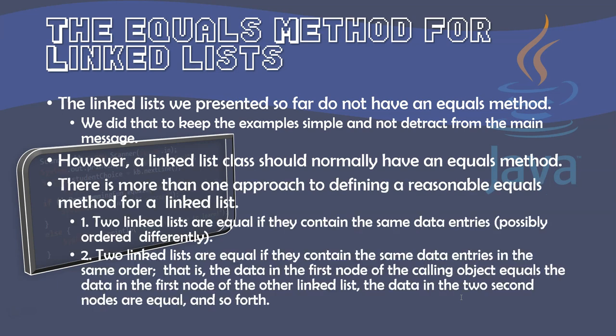Now, there's actually more than one approach to defining a reasonable equals method. Either we can say 2 linked lists are equal if they have the exact same data entries. They might be ordered a little differently, but that's okay. Or the 2 lists are equal if they contain the same data entries in the same order. That is, the data of the first node of the calling object is equal to the data of the first node of the second list, and the second is equal, the third is equal, and so on and so forth.